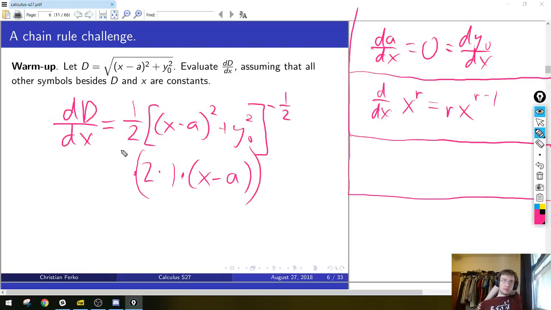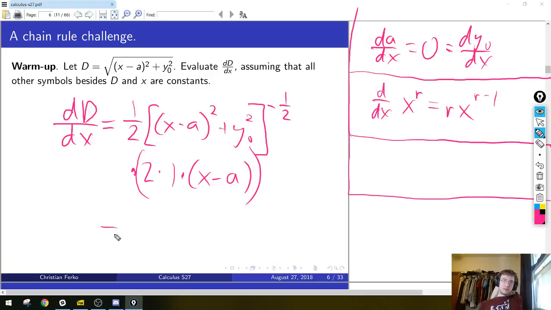Sure. Yeah, sorry, this means the whole first line times the second line, but I don't know. Well, good. Okay, so I agree. The derivative of the inside is 2x minus a plus 0, because the derivative of the y squared piece is 0, so that's actually all we need.